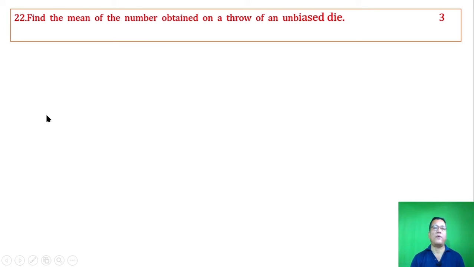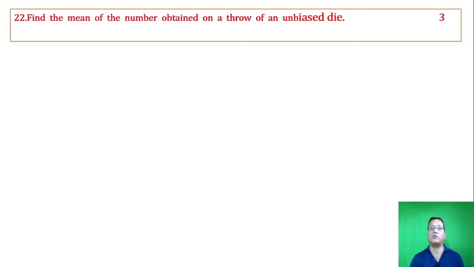Question number 22. Find the mean of the number obtained on a throw of an unbiased die. Find the mean of the number obtained on a throw of an unbiased die.